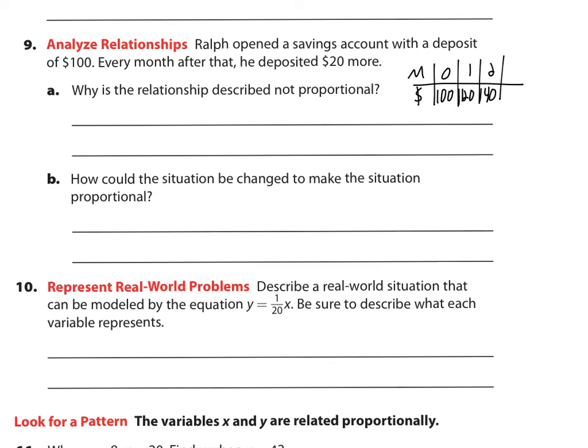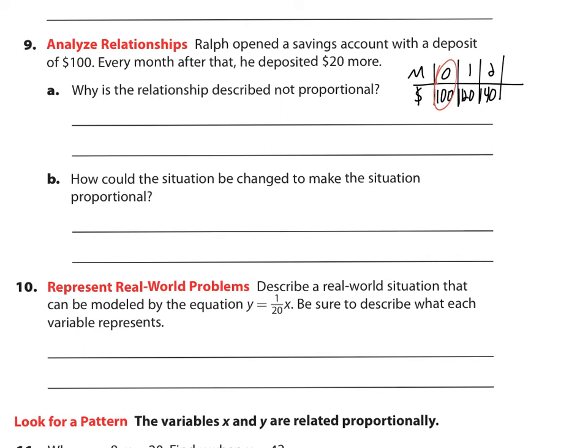Not proportional. And then what's wrong with that picture right there? 0 to 100. What is that not going to do that it needs to do? Go to the origin. It doesn't pass through the origin. So, this is not proportional because it doesn't pass through that origin. The ratio doesn't stay constant.